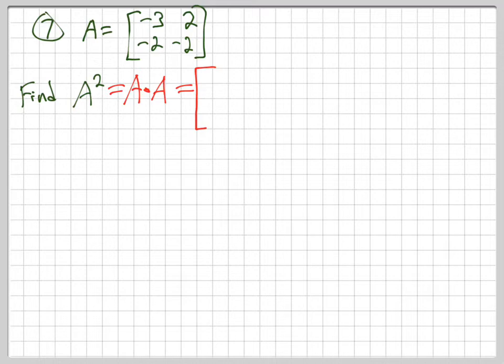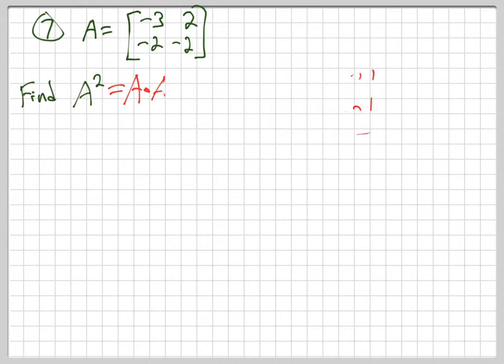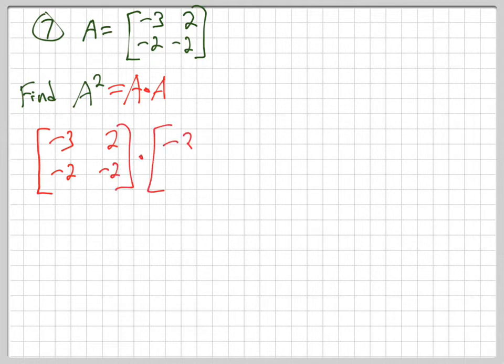Okay, so matrix A, minus 3, 2, minus 2, minus 2, multiplied by minus 3, 2, minus 2, minus 2. In fact, actually, you know what? I need to bring that down. I'm not going to have room if I do it like that. Let's bring it down here. So it's going to be matrix A multiplied by matrix A.